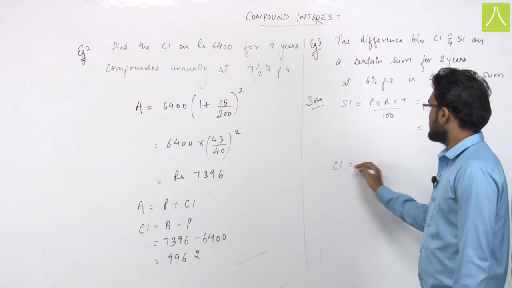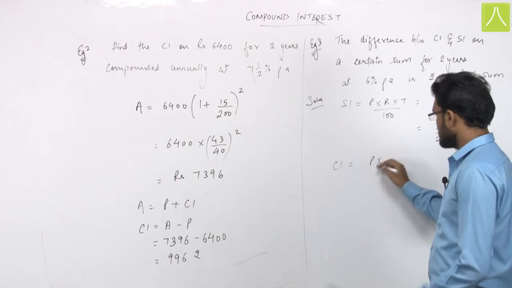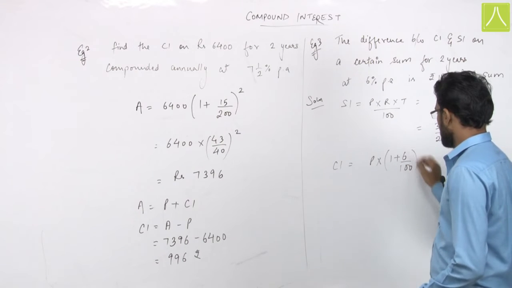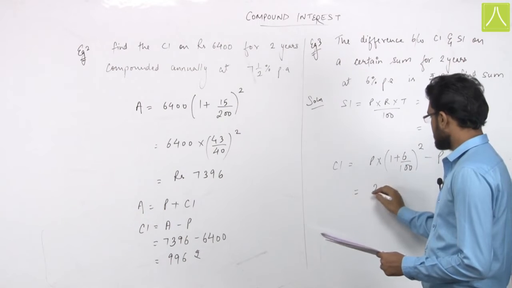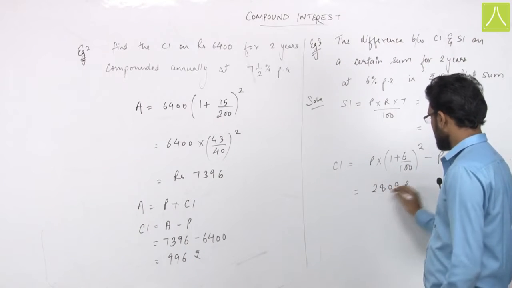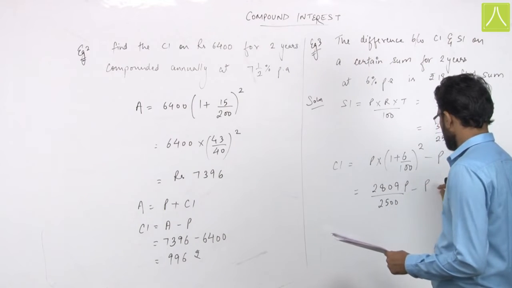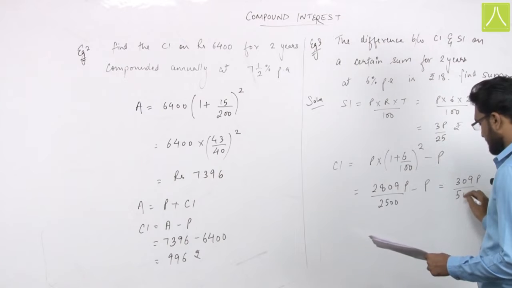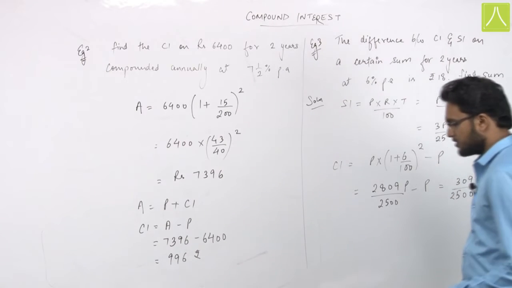Calculating the compound interest over here, we will be getting principal into 1 plus 6 upon 100 whole square minus principal. Just solving this, we will be getting 2809p divided by 2500 minus p, which is equals to 309p divided by 2500. Now, this is the compound interest.